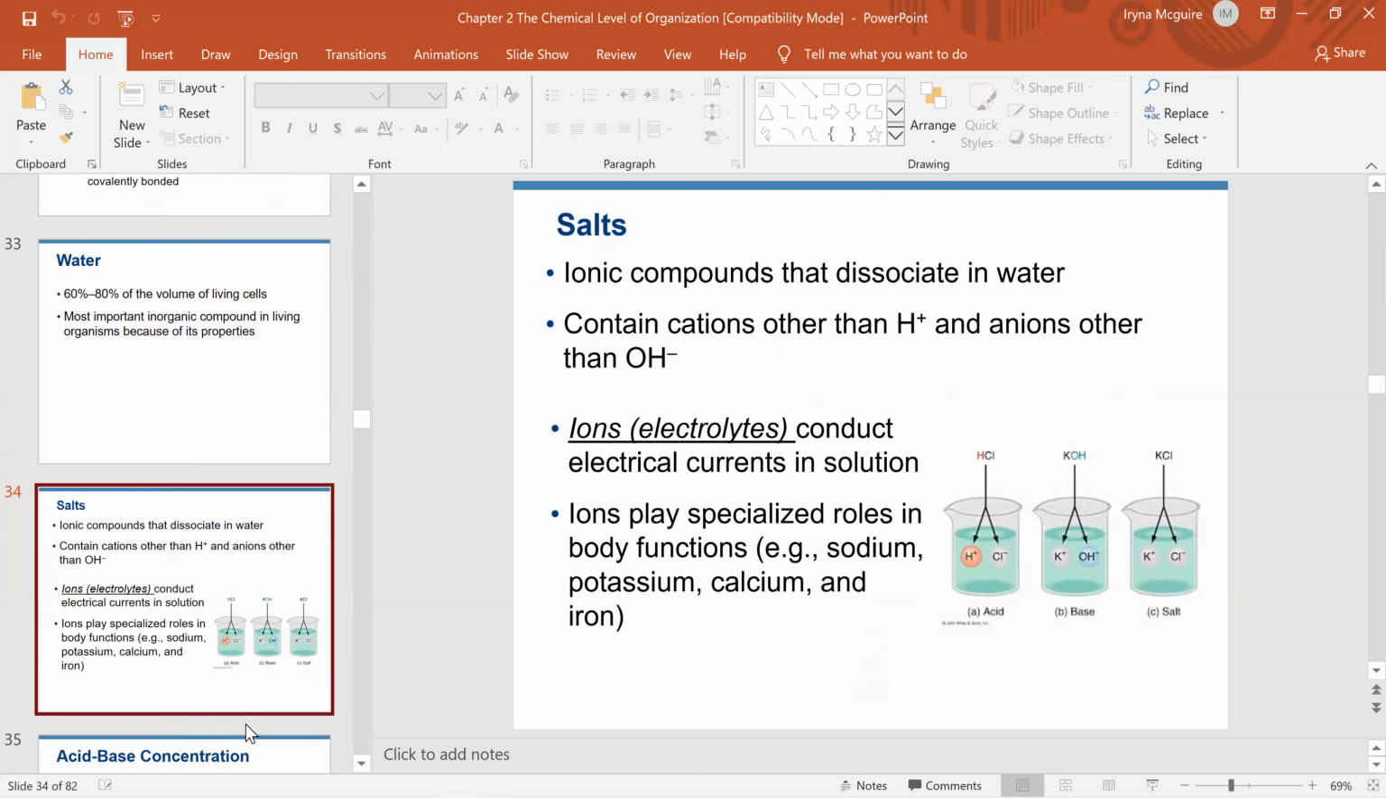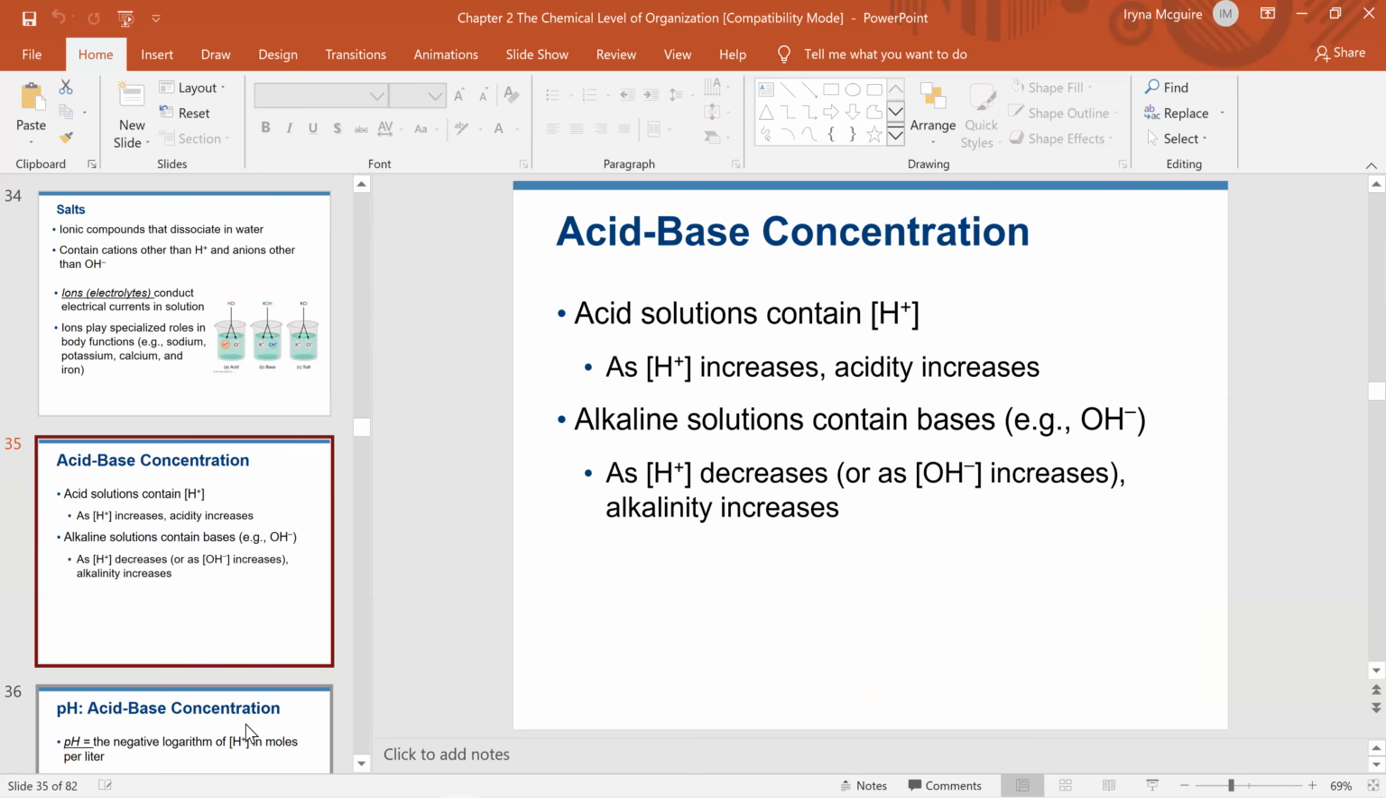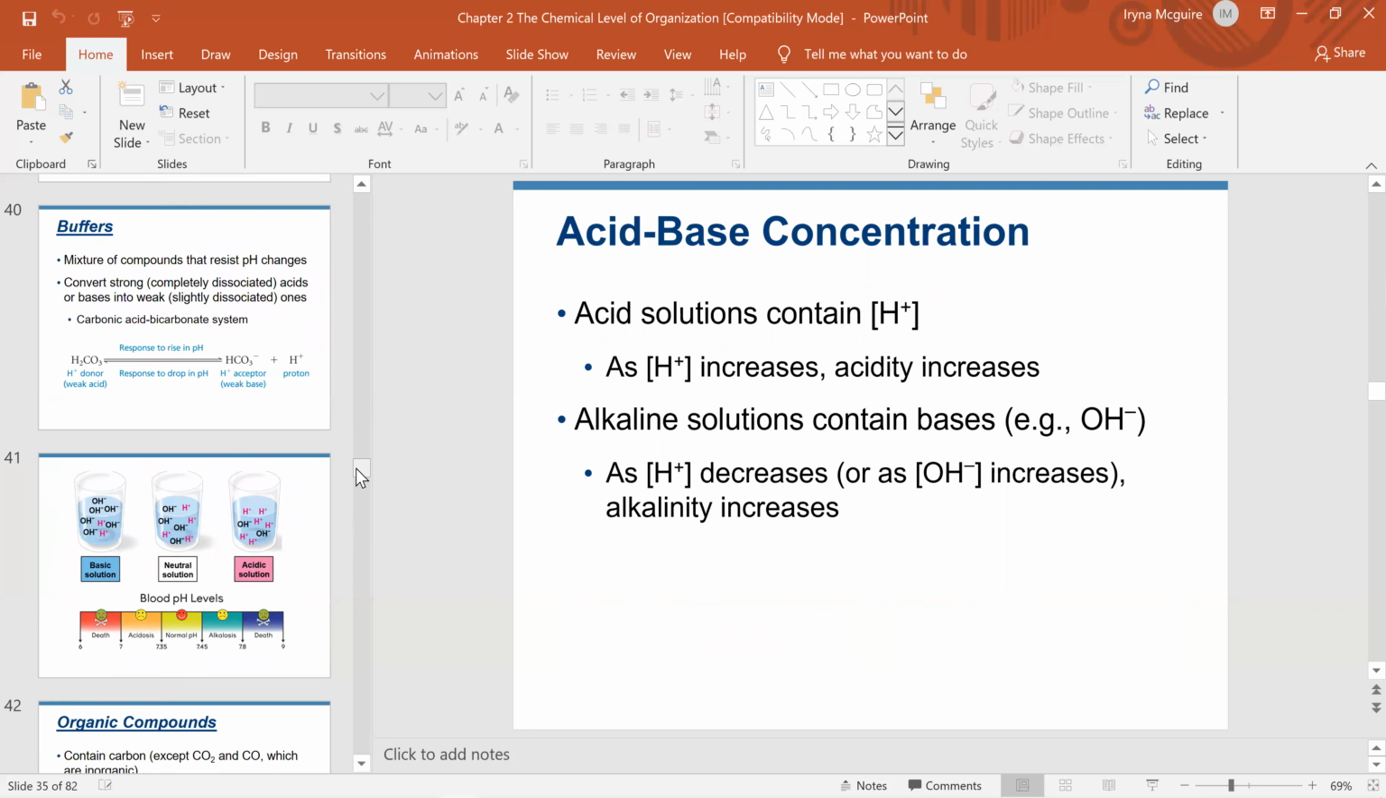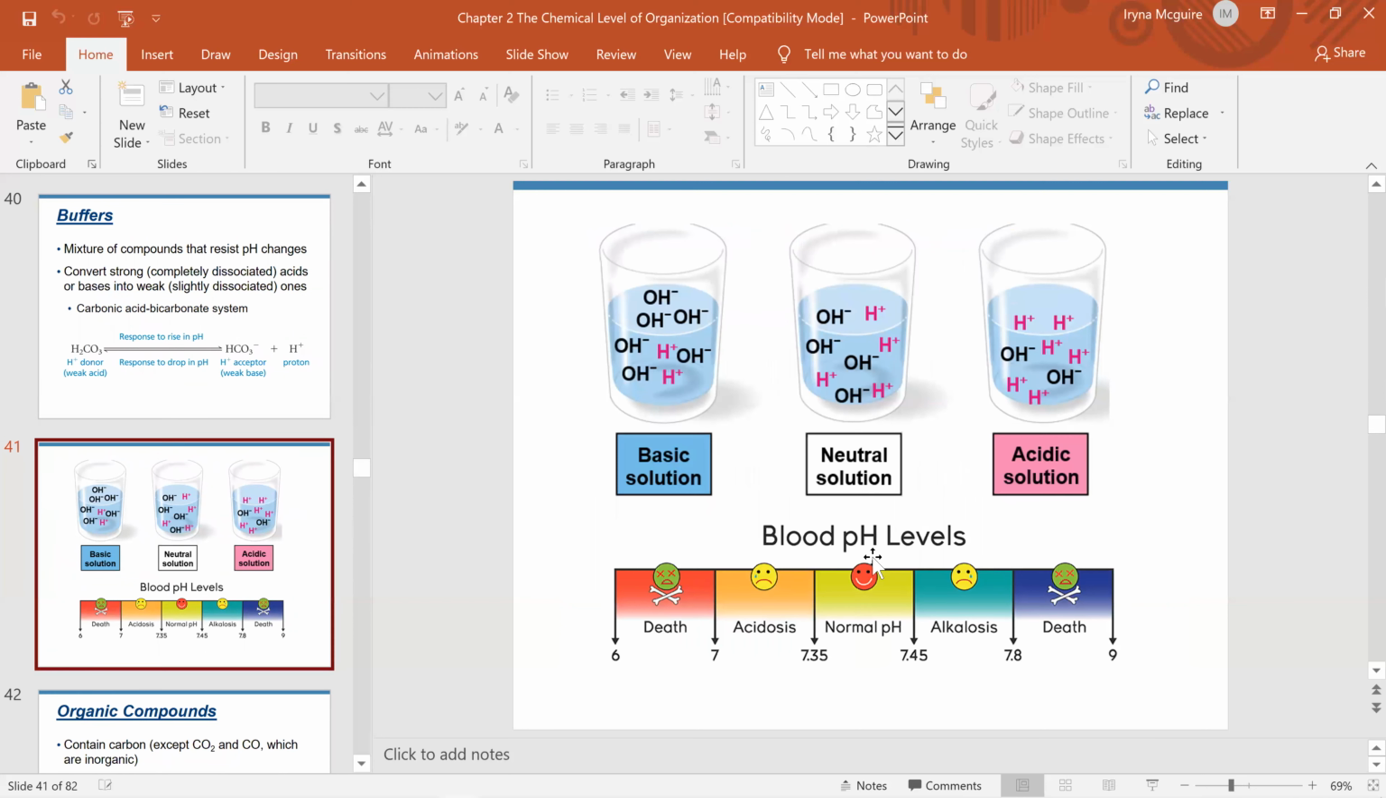We mentioned water, and acids and bases. And we talked about how the body keeps pH constant. In the next video, we have our organic molecules.